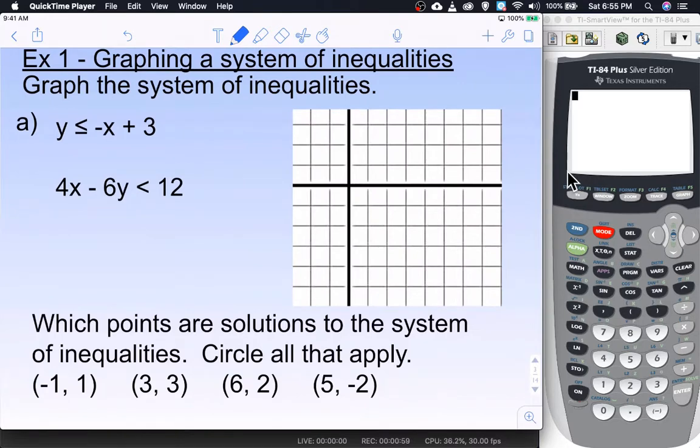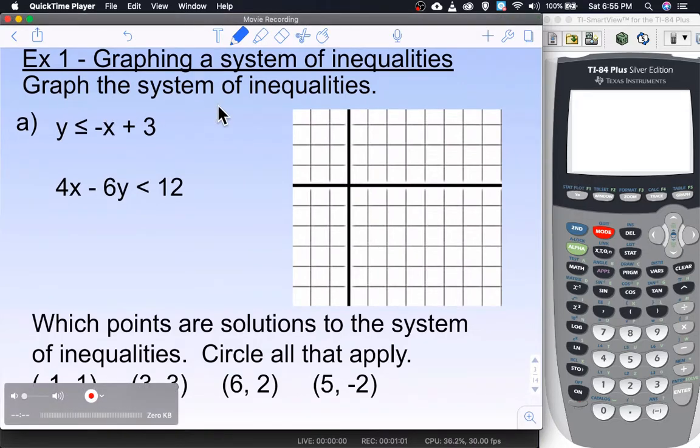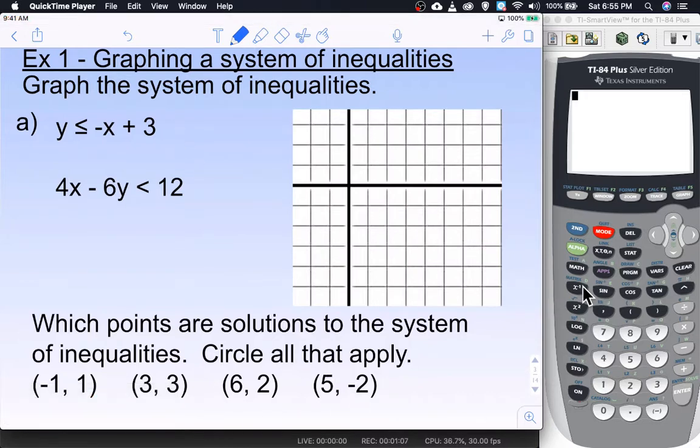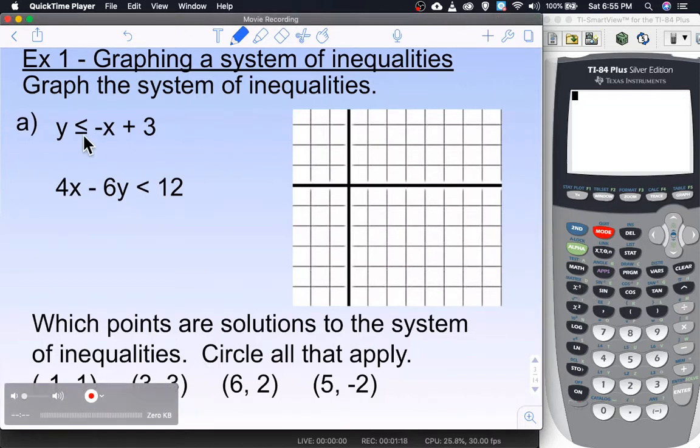So here's our first problem. Our goal here is to graph the system of inequalities. So we're going to graph these two, and then we're going to figure out these points down below, which of them are solutions to the system of inequalities.